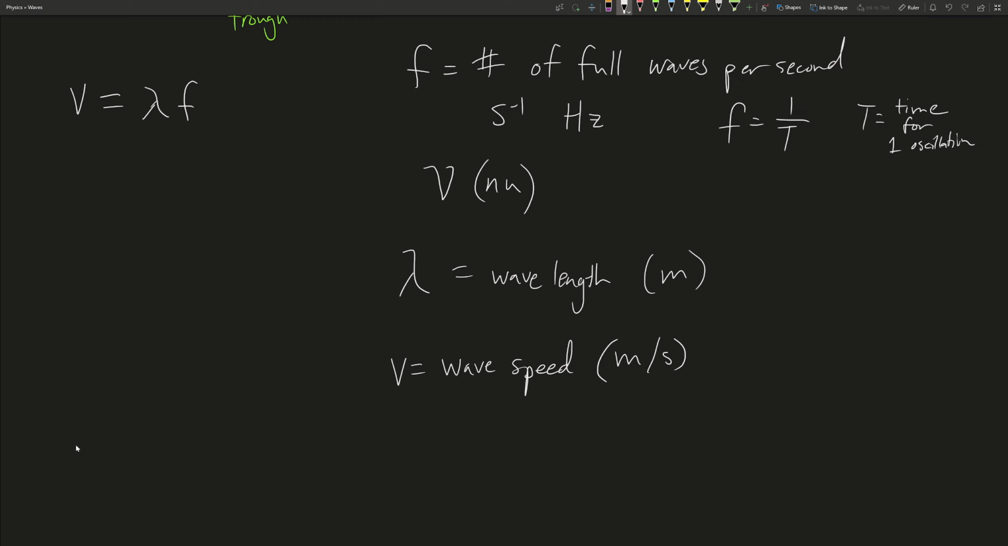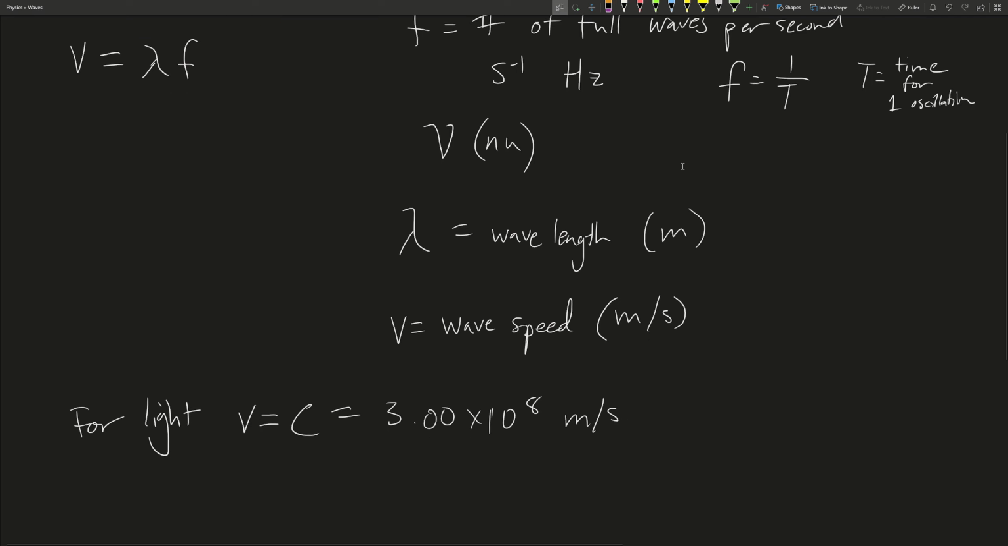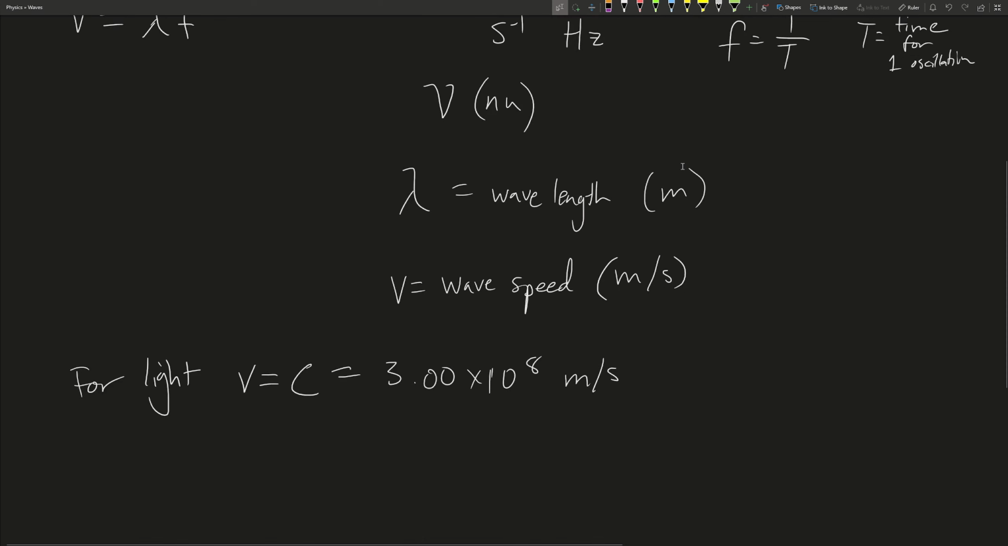And now for light, v is equal to a constant c. c is just the speed of light, and this is equal to approximately 3.00 times 10 to the 8 meters per second. And this is extremely fast.